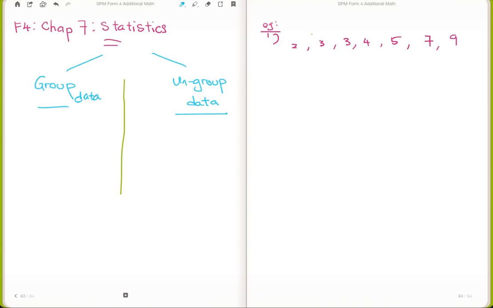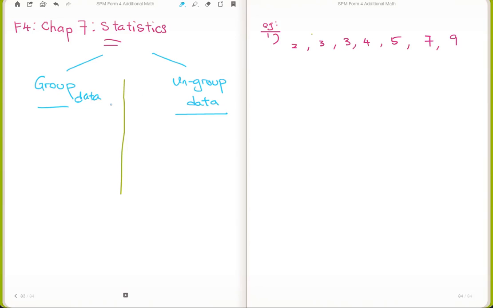Okay, now to focus on the left hand side of the screen, let me show you what it means by ungroup data. Ungroup data will be those data that you obtain without arranging them. What you have seen on the right hand side here is one example for ungroup data. I'm going to show the group data in the second part. But what do they have in common?